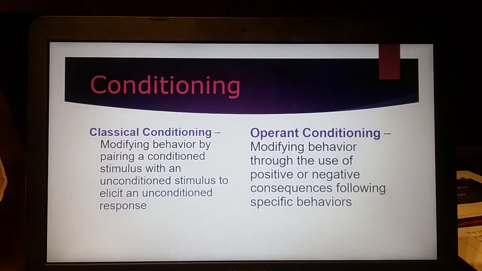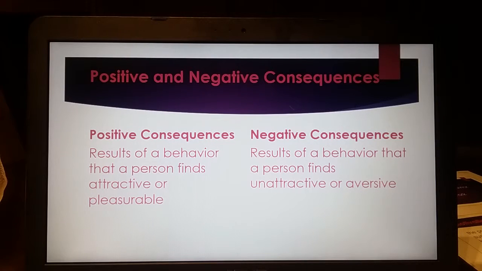Okay, operant conditioning is this idea that you modify behavior through positive or negative consequences. So the positive consequence is something that people find pleasurable. Negative consequence is something that you find aversive. I'm sorry, aversive, not subversive. My mistake on that one.